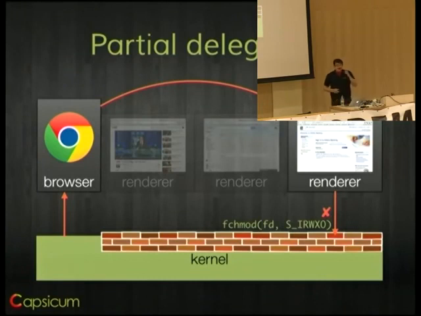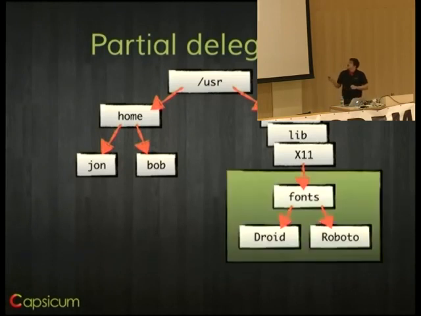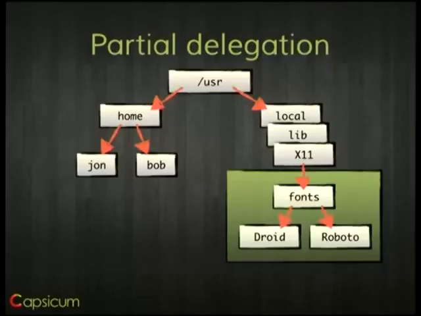And this partial delegation also works nicely with the at family of system calls, things like openat and fchmodat, where here is an example of a subset of a file system hierarchy. And the renderer process in a browser needs access to these fonts. So what we're able to do is open a directory descriptor for just this top level directory, and then it can use the at system calls relative to that root, and it's just not allowed to use .. to go back up and escape.